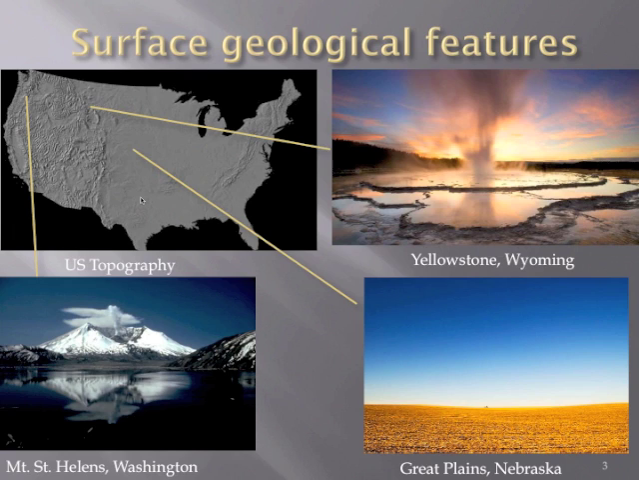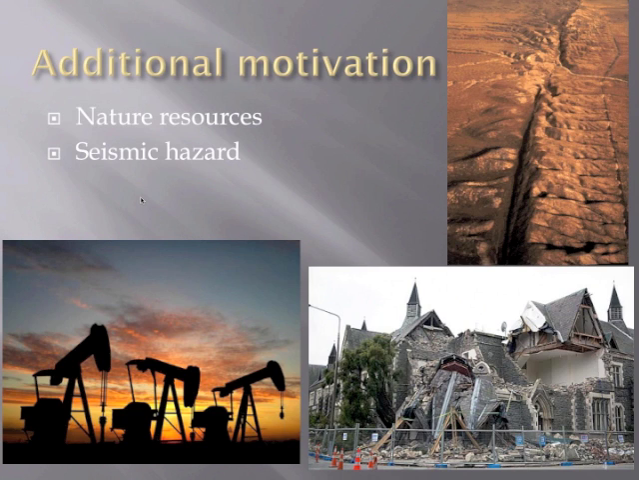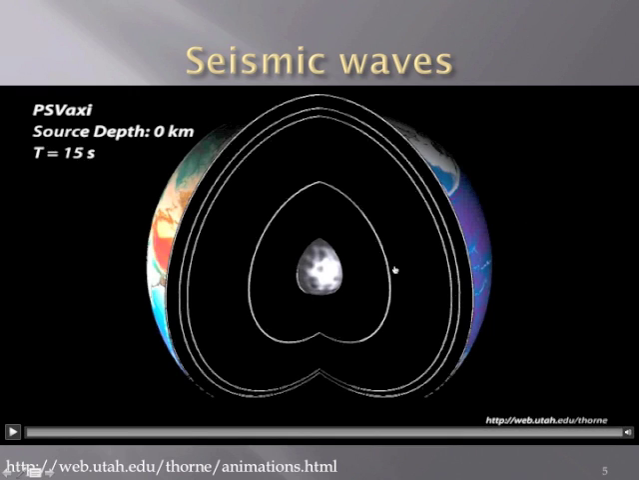And more than that, if we understand the 3D Earth structure better, we can also explore natural resources such as oil in the shallow crust, or we can also understand high seismic hazard. For example, the San Andreas fault shown here, or this is the image after a big earthquake in Christchurch, New Zealand. So if we understand the 3D structure, we can understand both natural resources as well as seismic hazard a little bit better. So the tool we are going to use is seismic waves.